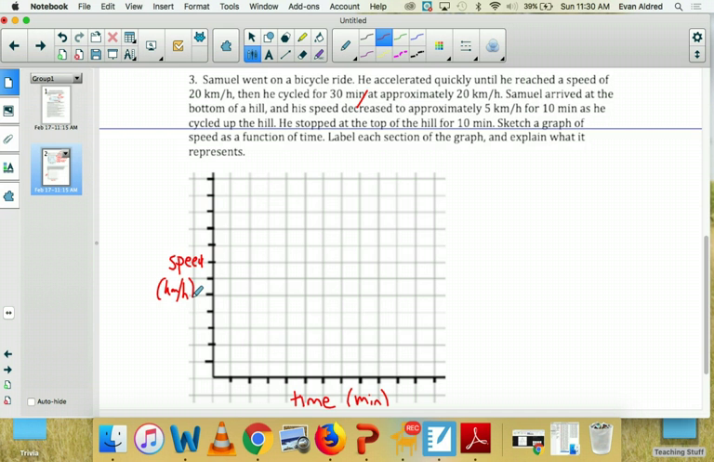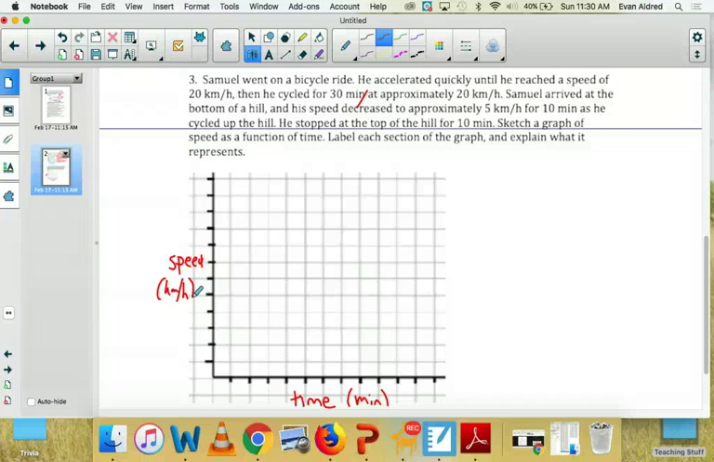So you need to ensure that you label each of your axes. Make sure that you put your units on so that you don't have to write your units on every number value that you include as well. So we have his speed, we have his time. Now let's put in our numbers.